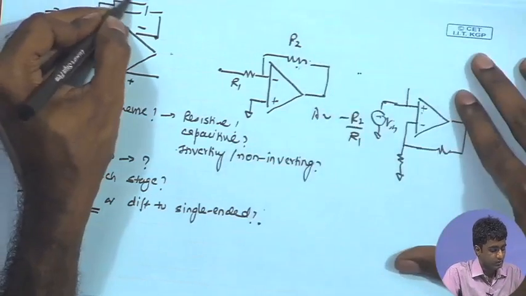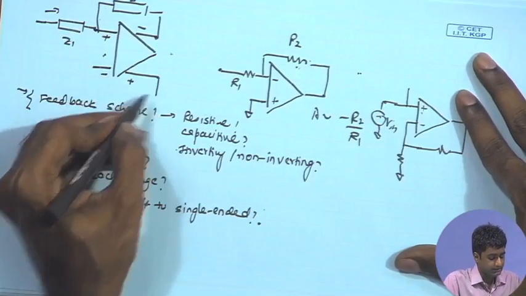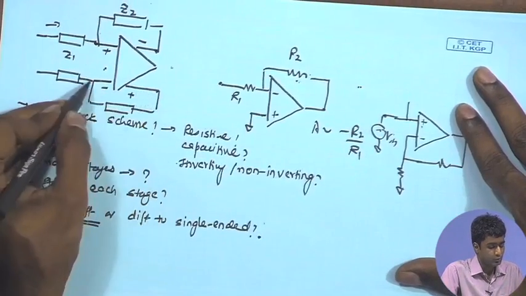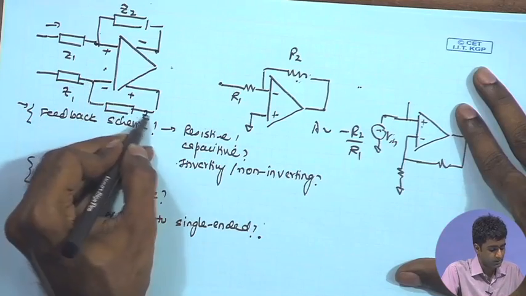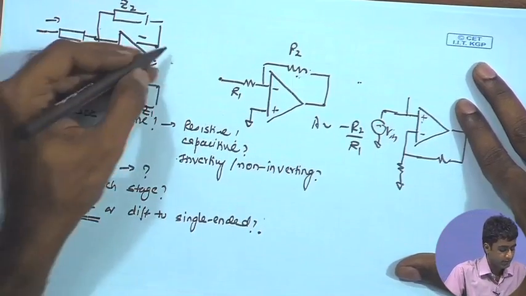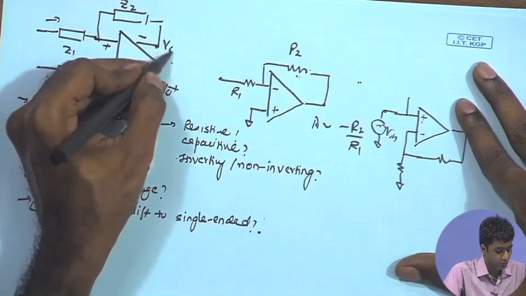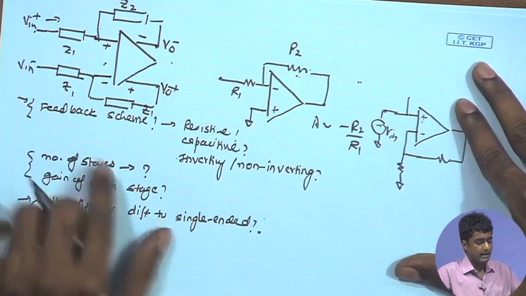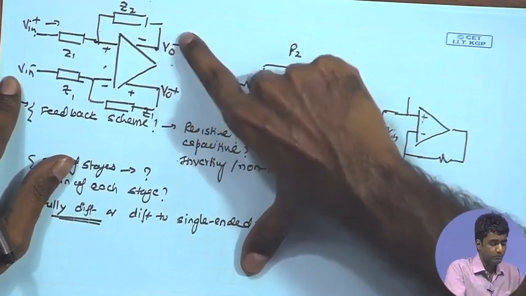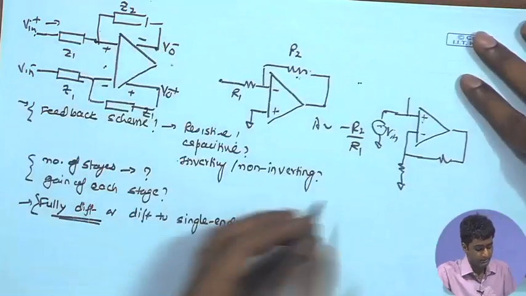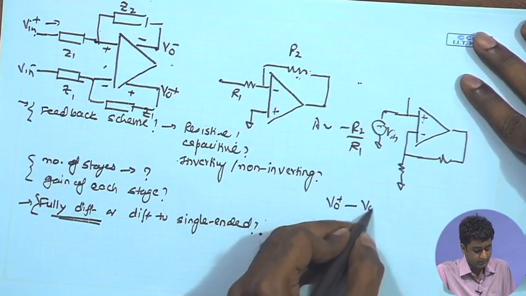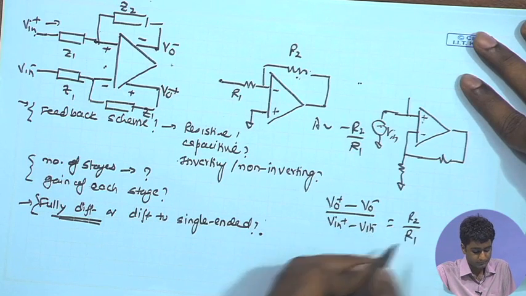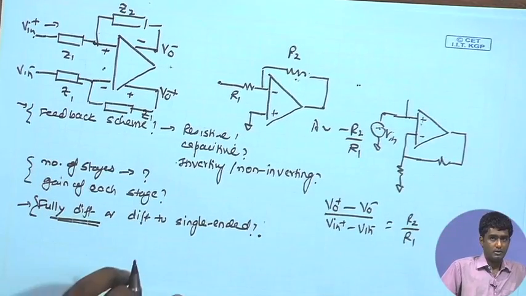Let us call it Z2 and Z1. Likewise, on the other side also we can have the impedances connecting the positive output to the negative input, with the same value Z2 upon Z1. So this basically means that you have VO plus and VO minus, and this is your V in plus and V in minus, and the overall relationship can be expressed as VO plus minus VO minus upon V in plus minus V in minus is going to be R2 upon R1.